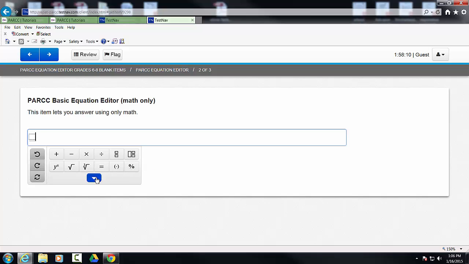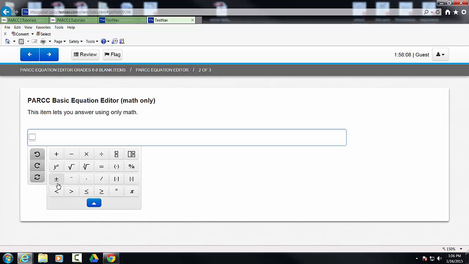But watch what happens when I click the down arrow. I have more. I have the plus, minus sign, negative sign, times dot, division slash, bracket, absolute value, less than, greater than, less than or equal, greater than or equal, degree sign, and constant pi.